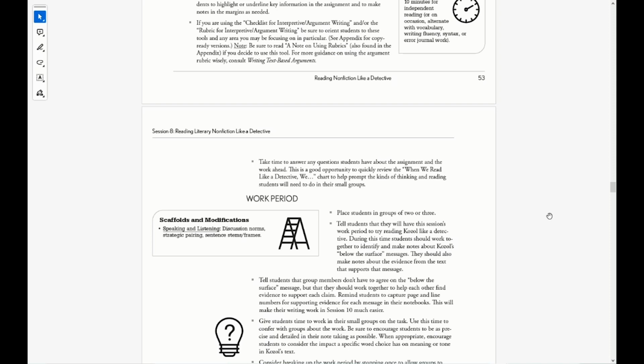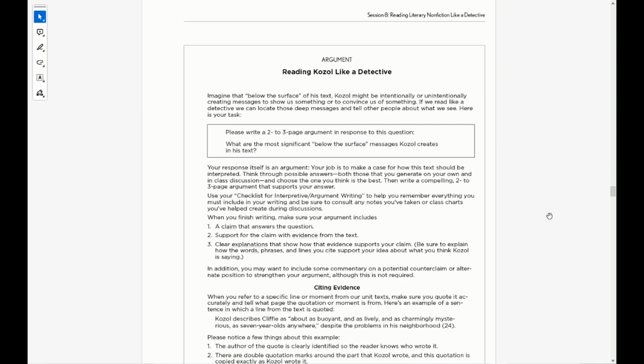with students. In session 8, this becomes an argument paper, a 2 to 3 page argument in response to the question, what are the most significant below the surface messages that Kozol creates in his text? That's a pretty significant assignment in terms of the length and the complexity of that.